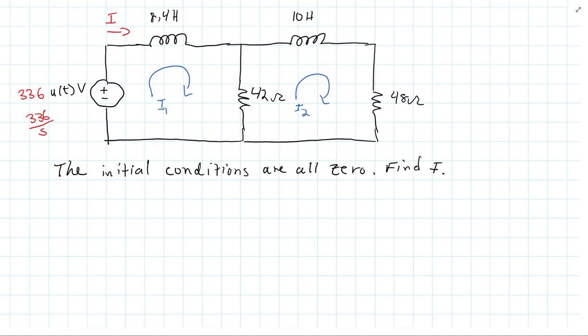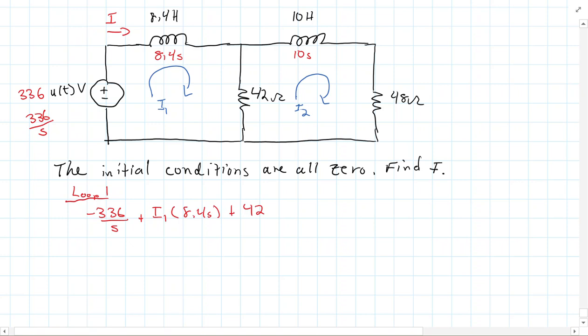And then Laplace transforms, this would get me 8.4S, and this would get me 10S, and then we know the resistors don't change. So I'm going to go ahead and write the two loop equations down first, and then we'll go ahead and work on modifying them. So we have a negative 336 over S plus I1 times 8.4S plus 42. I don't know why I wrote it that way. I typically write it the other way. I1 minus I2 equals 0.